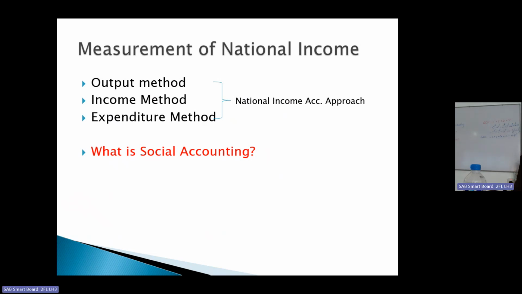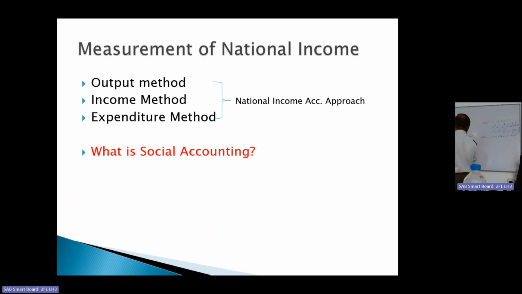And the flow of funds approach. Flow of funds, the inflows and outflows of funds, that is the cash flow. By analyzing the cash flow covering the overall economy, that is the fund flow approach. And these are the methods that we can use to measure the overall performance of the economy. So that is called social accounting.